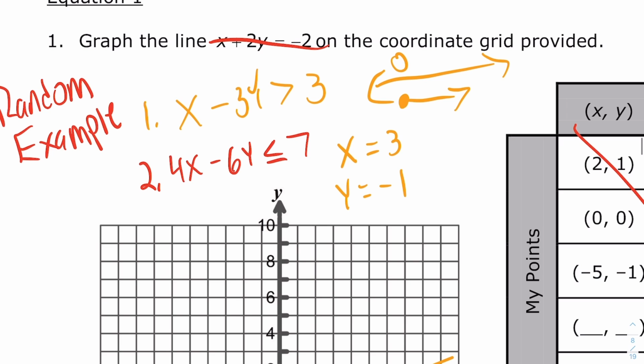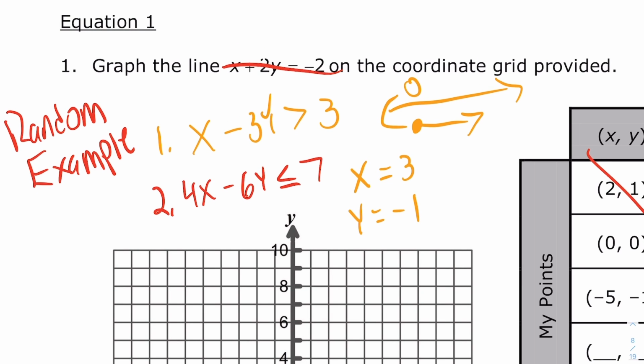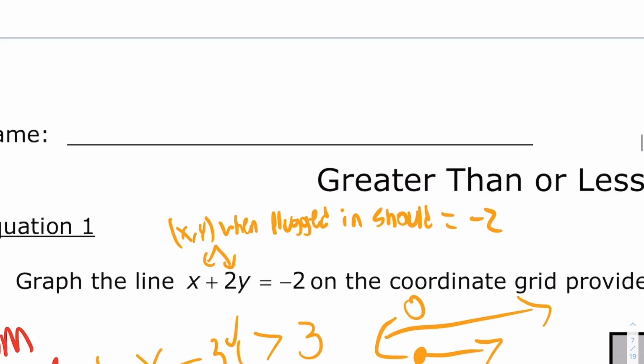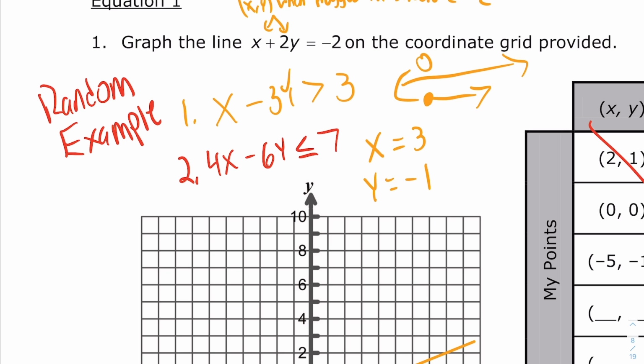If we remember, in a normal graph, whenever you're graphing like, let's look up here, x plus 2y is equal to -2, each combination of x and y, when plugged in, should equal -2. But here, we don't want them to be equal to 3, we want them to be greater than 3. So, how do I highlight all of the answers that'll be greater than 3?